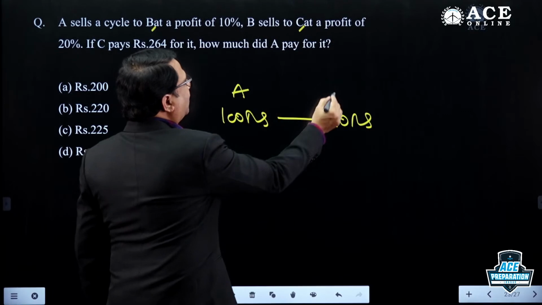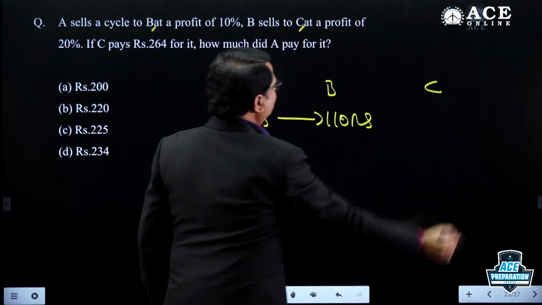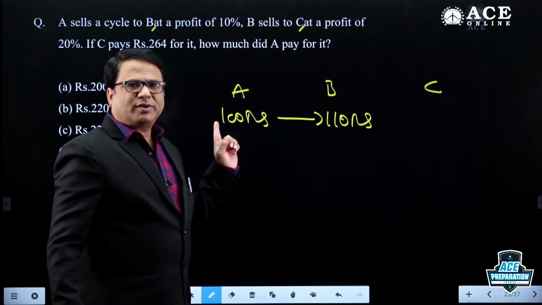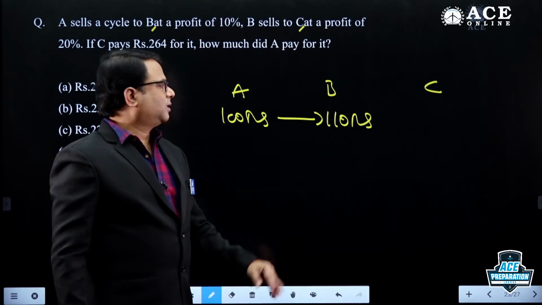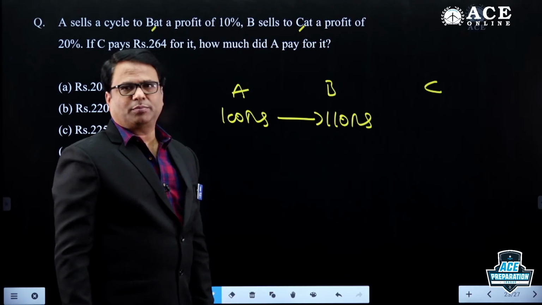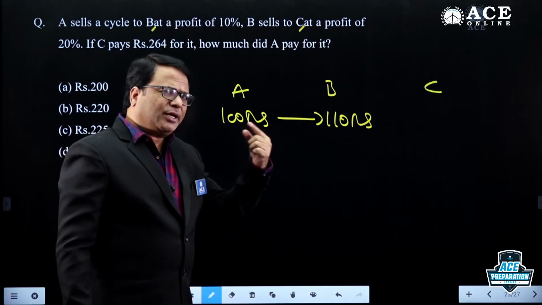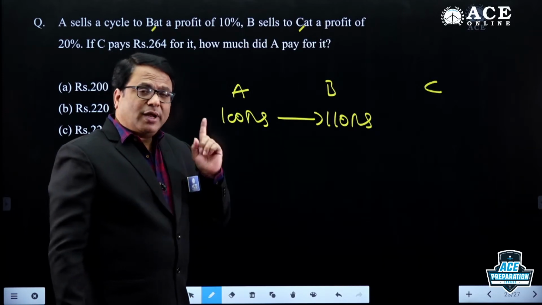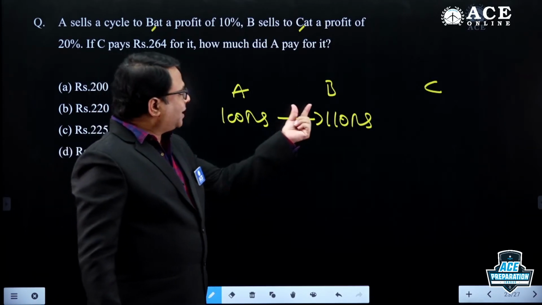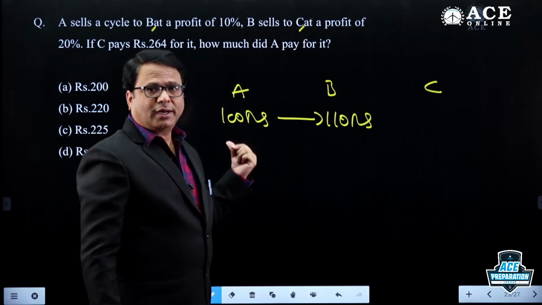I write here A, B and next C. So A paid 100 rupees for the cycle and he sold it to B at a profit of 10%. That means he is selling it for 110 rupees. And B is selling it to C at a profit of 20%. And remember that 20% profit should be calculated on 110, not on 100.